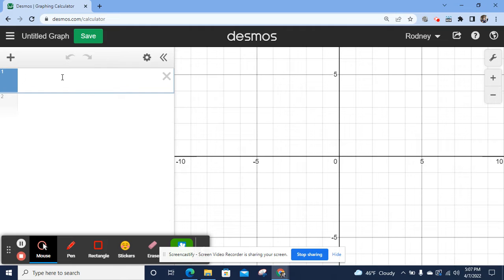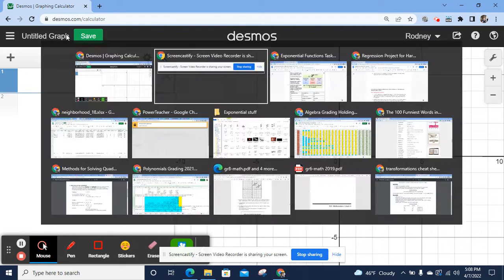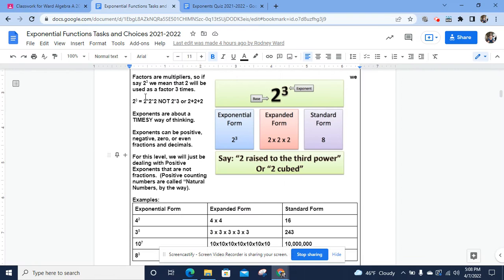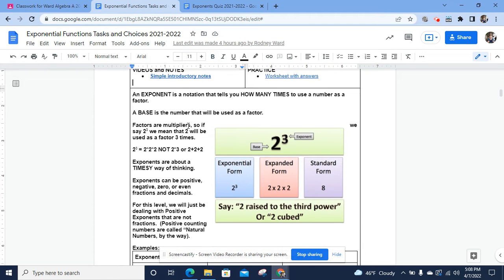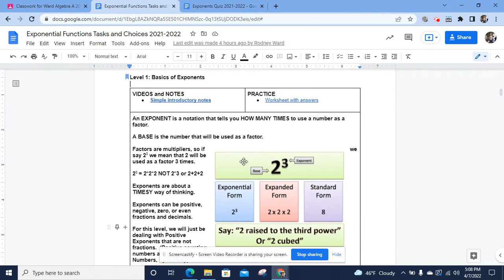So exponents are basically a little notation that modifies a number to tell you how many times you're going to use it as a factor. So I'm going to actually switch screens over here to the basics of exponents because there's a nice little diagram on here. Take a little tour of it. An exponent simply tells you how many times to use a number as a factor.